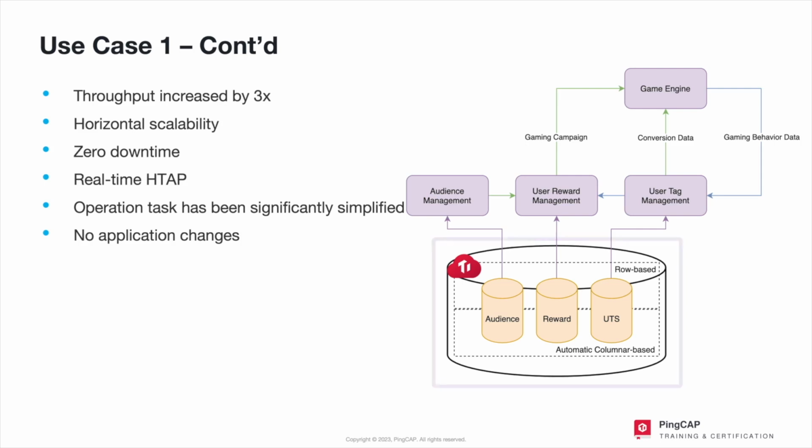The customer is pleased because throughput increased by 3 times, the system has horizontal scalability, they have experienced 0 downtime, real-time hybrid transactional analytical processing, or HTAP, has made their lives easier, operation tasks have been simplified, and they didn't have to change their application to get this new system up and running.